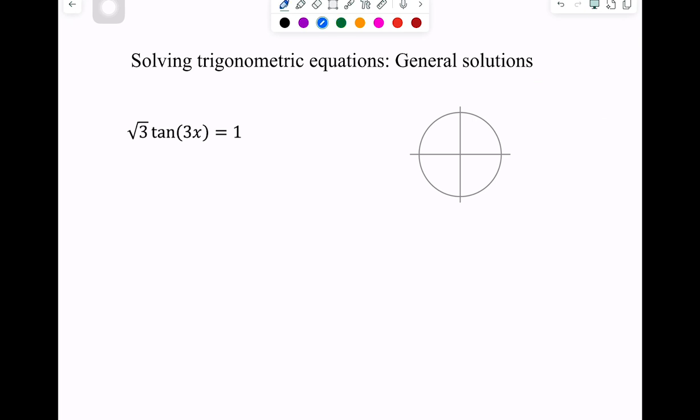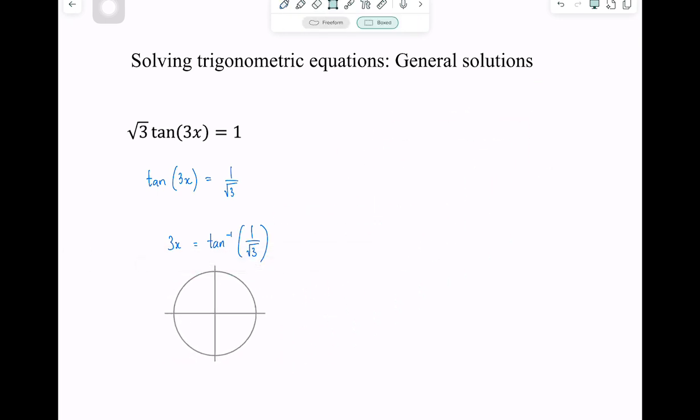Our first step here is to rearrange the equation. So we are going to rearrange this root 3 by dividing by root 3 here. And in our next step we will rearrange the tan, so it becomes tan inverse of 1 over root 3. Once we have this, we will take our unit circle to investigate this further.